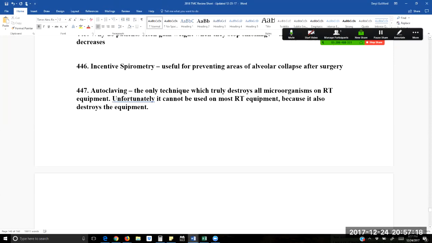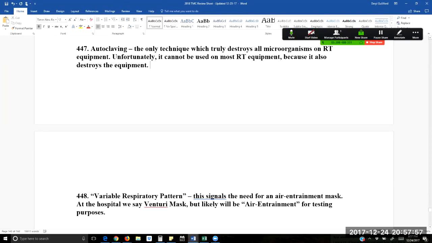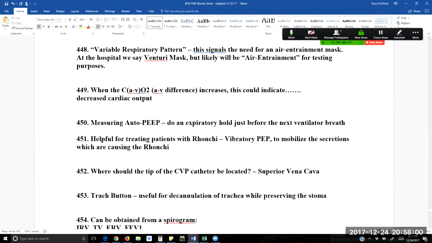Autoclaving, the only technique which truly destroys all microorganisms on RT equipment. Unfortunately, we really can't use it for most of our equipment because it would destroy that equipment. You can't put plastic in there, for example. You can put completely metal instruments, McGill forceps. You could put the McGill forceps in the autoclave and everything would be fine. But most of what we use, the bronchoscope would be destroyed by autoclaving, for example. Just most of what we use cannot go in the autoclave. However, it is the only technique which truly destroys all microorganisms. So if you're asked what is the best pure sterilizing procedure, that's it.